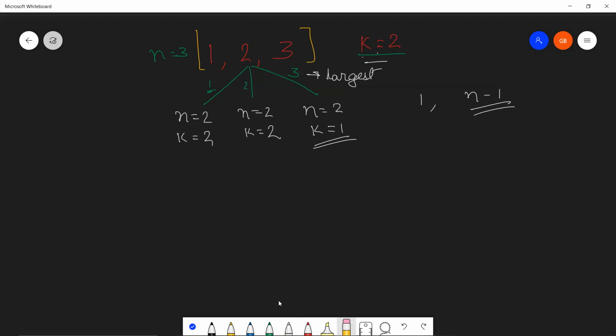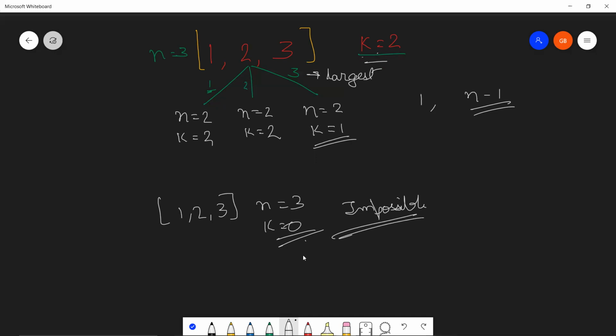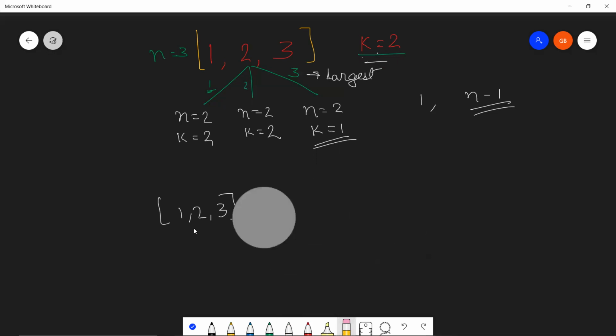Okay. Another case. Let's say you had three sticks, n equal to 3, and you wanted to arrange them in such a way that 0 sticks are visible. Now this is impossible, right? Because one observation that I made very early in this question was that one stick will definitely be visible, which is at the first position. This is an impossible case. You will return 0. So another base case is that when k is equal to 0, we'll return 0, right?